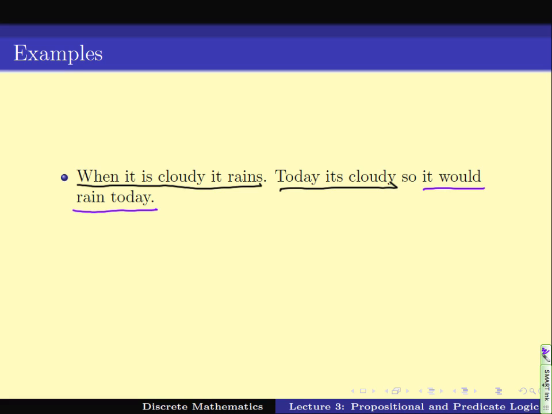Now, when it is cloudy, it rains. This can be true or false. Similarly, today it's cloudy can be true or false. So thus each of the individual statements can either be true or false.